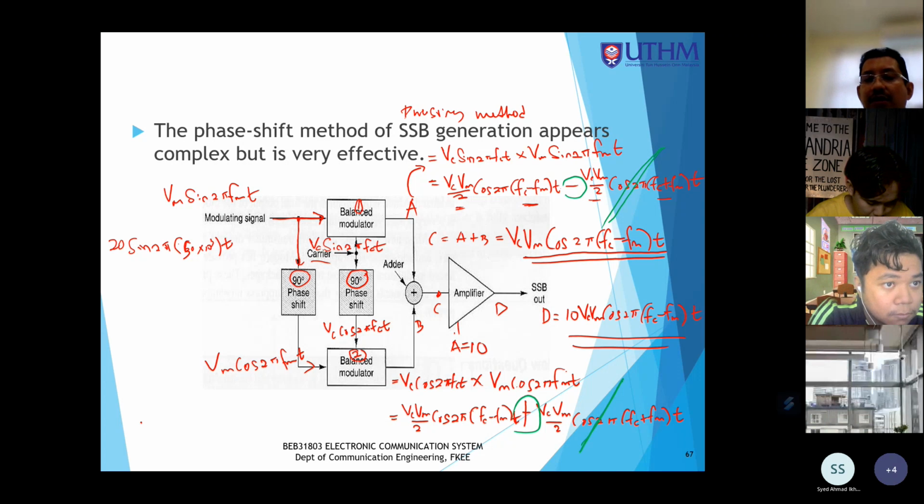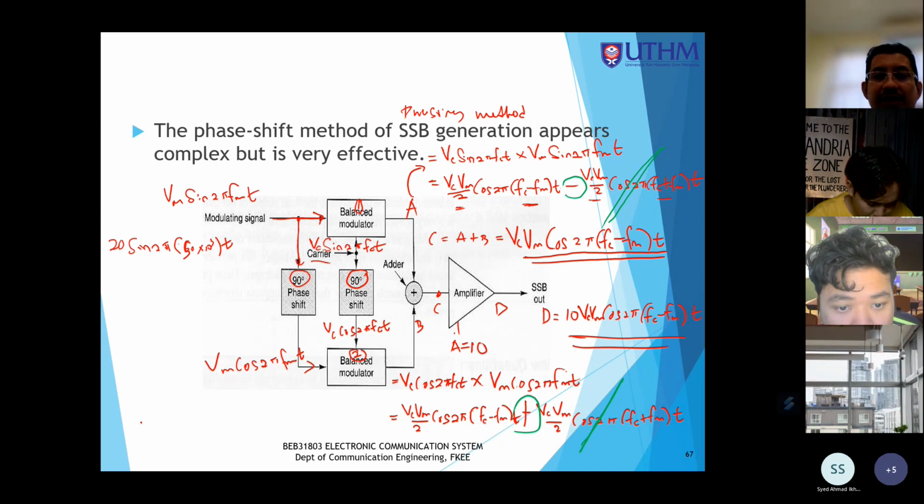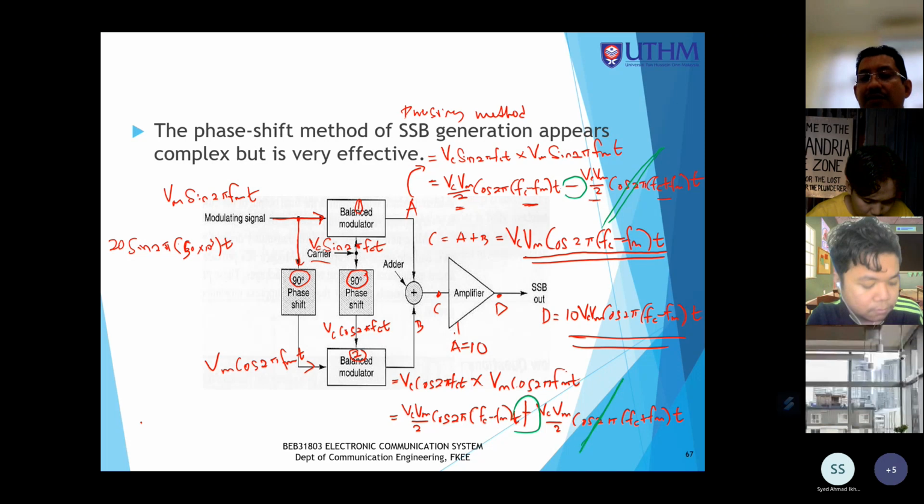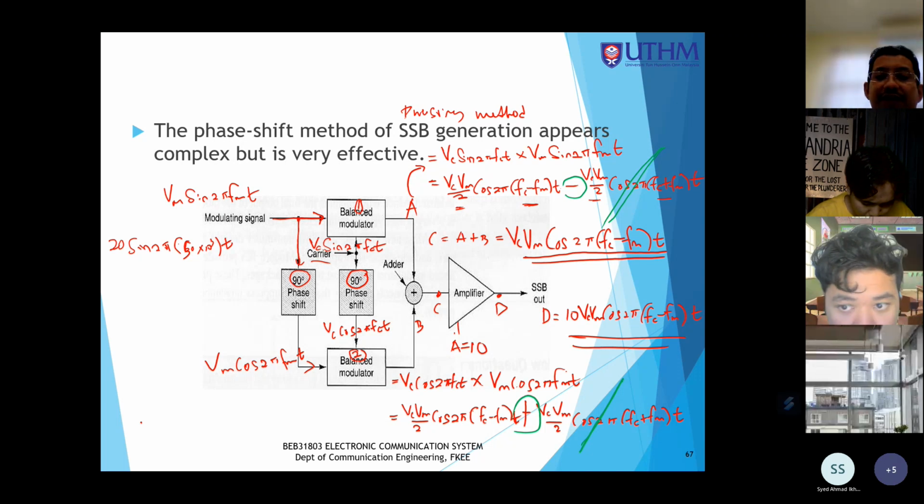So kalau you lihat, what's next after we get this at point D? Kalau ada soalan tolong tanya, please ask question immediately kalau you tak faham. Okay, so ini yang terhasil pada point D, iaitu 10 VCVM cos 2 pi Fc minus FMT, yang mana ini sebenarnya adalah lower sideband.